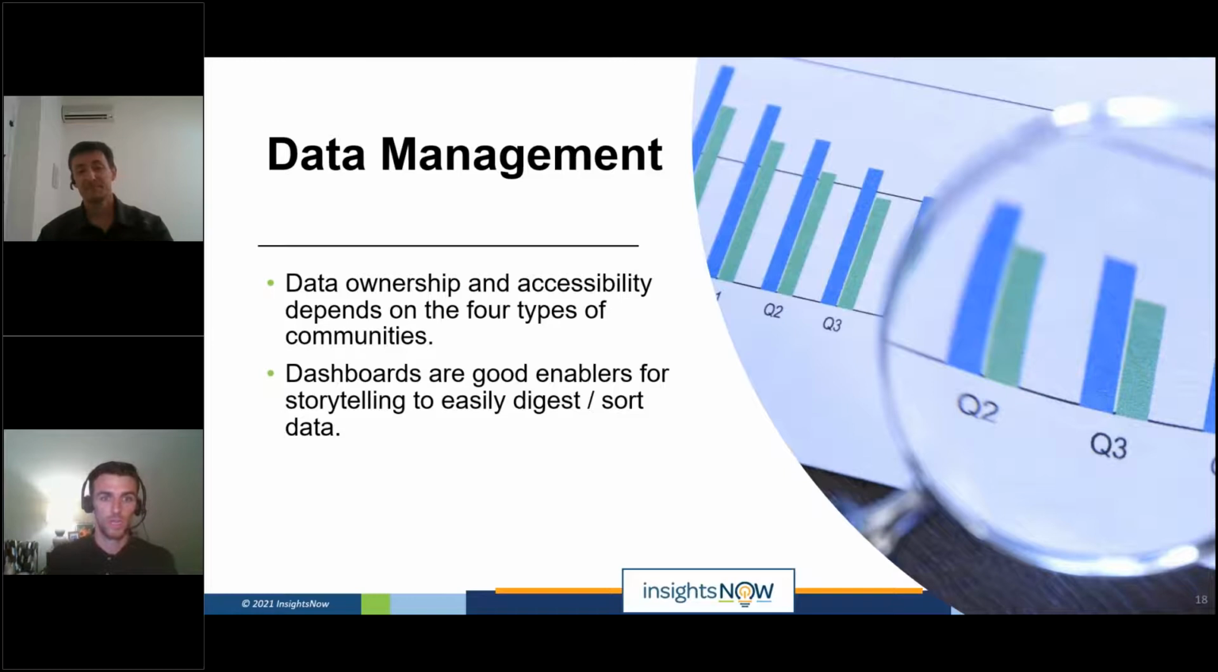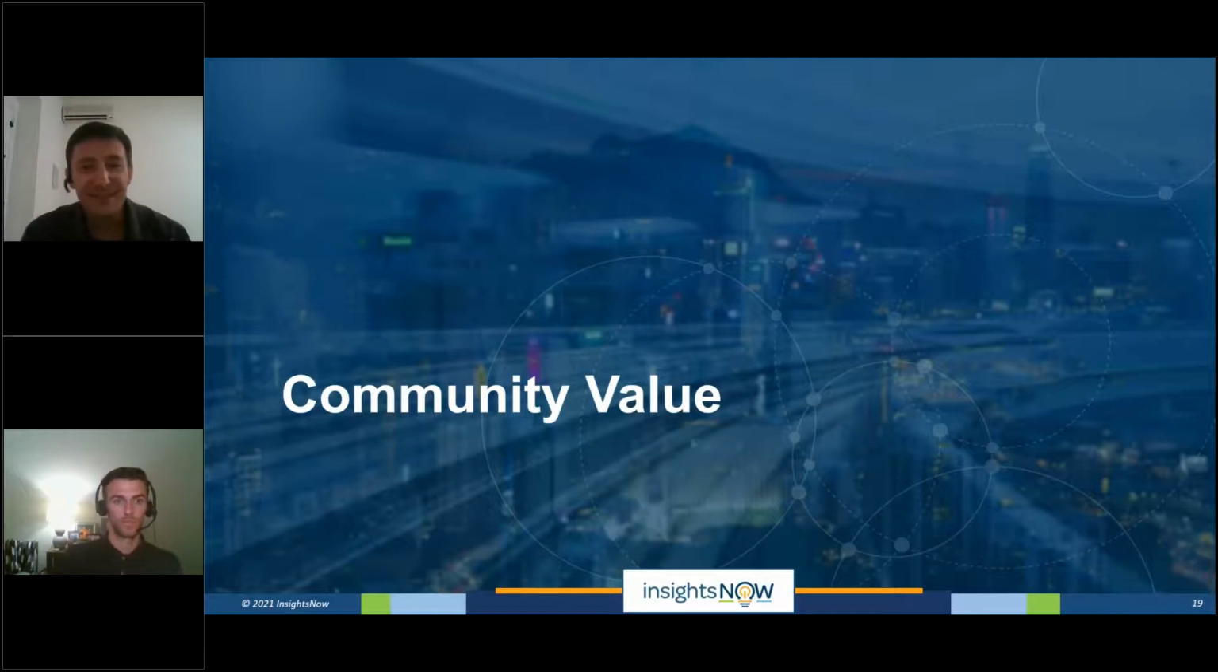One way is dashboards. They're a really good enabler for digesting the data and sorting it, depending on if it's a large piece, how many touch points you're doing, and how live that data is coming in, versus a low touch point, small community, where that might just be a report. So dashboards are one good way to visualize the story as a researcher. So I'll hand it off back to Greg.